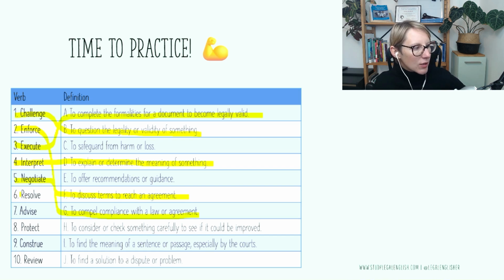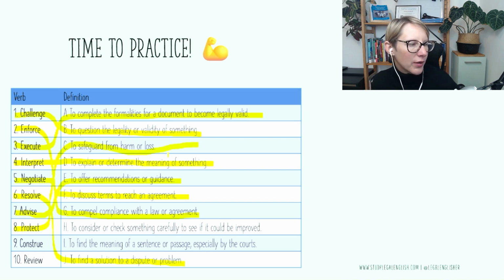Number 6, to resolve: to find a solution to a dispute or problem. You want to resolve matters, right? Number 7, to advise, to offer recommendations, suggestions, guidance. This is a really essential part of a lawyer's work, advising clients. Number 8, to protect. You want to protect your clients from loss, to safeguard from harm or loss, right? You want a contract that protects your client from legal risk, for example.